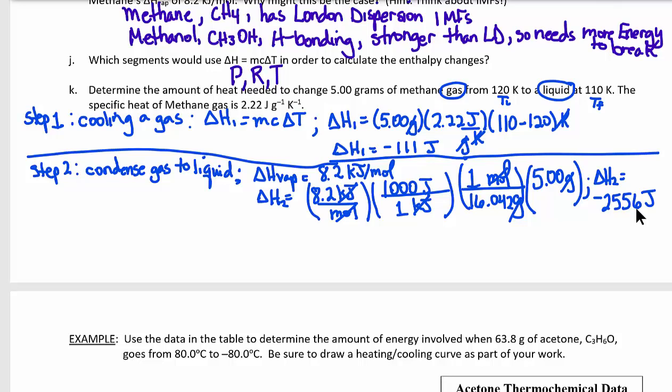It says here in our cooling of our gas that it released 111 joules of heat. So if it released this much heat, we need to think about that. If it released it, the temperature should be cooling, and it went from 120 to 110, and it did cool. So this negative sign checks out. The positive sign over here did not, so we needed to add that.